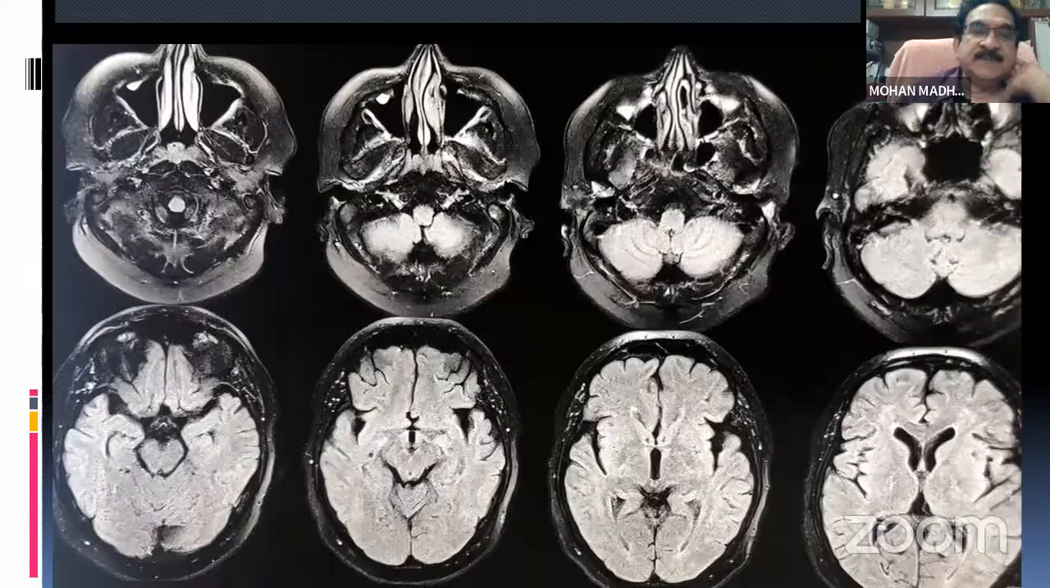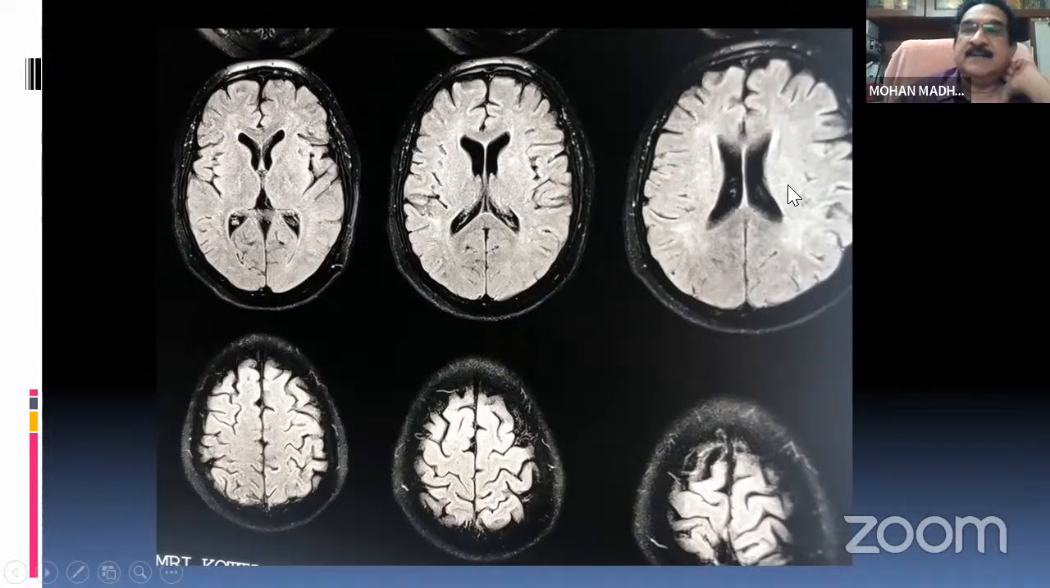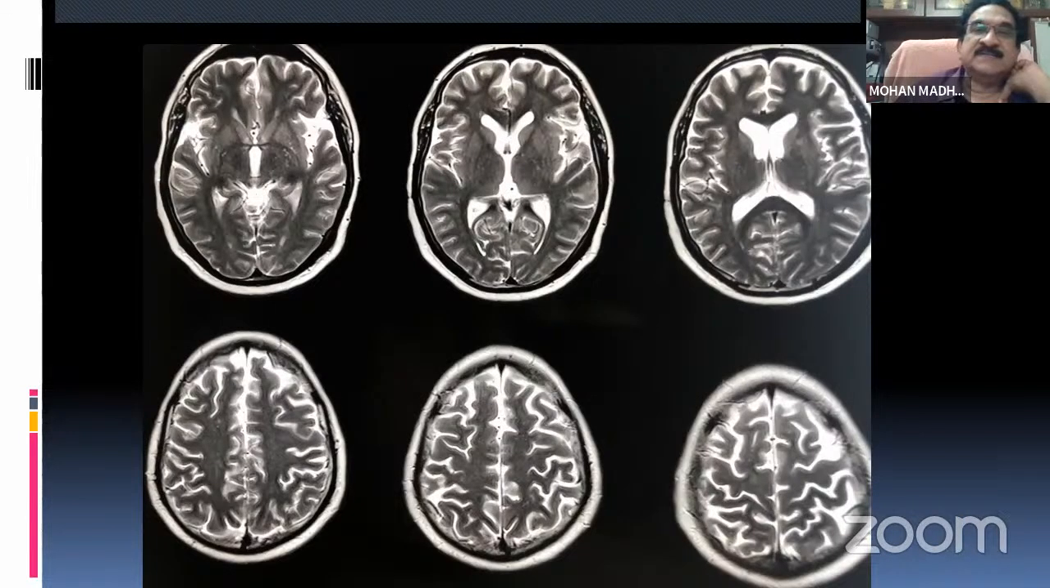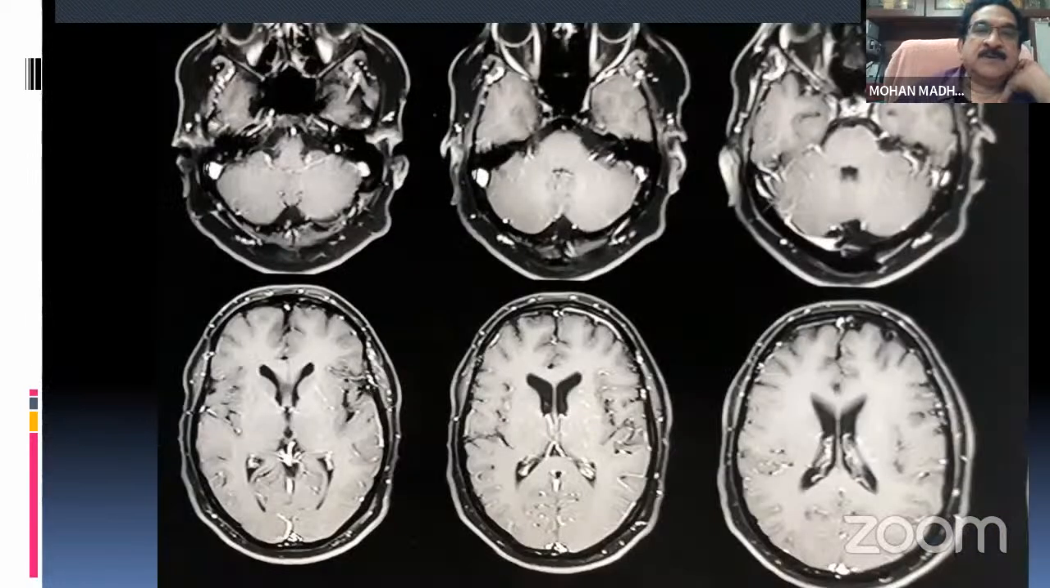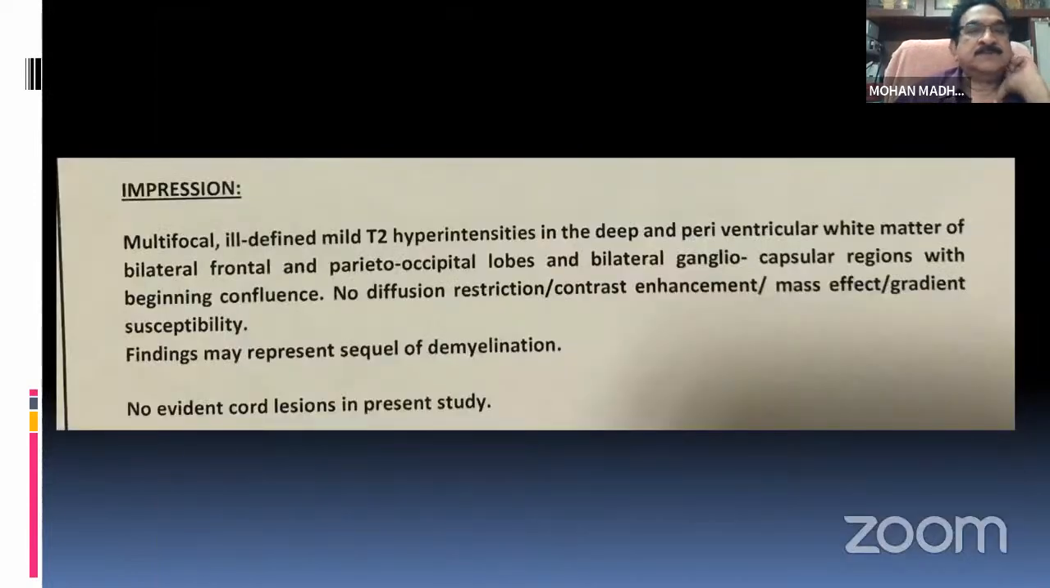MRI brain was repeated. The previous FLAIR findings had disappeared, but still left with mild hyperintensities in the subcortical white matter in the periventricular location. Again, you can find the lesion, but much less compared to what was seen previously. This is the T2 again, the previous hyperintensity is not seen now. Contrast, no contrast enhancement anywhere. So the impression was, this was done in 2021, June.